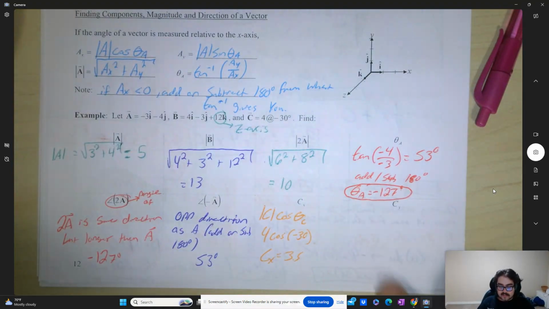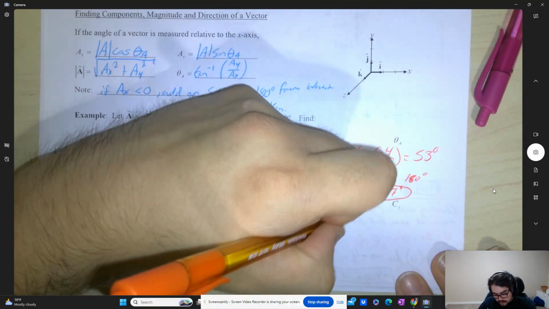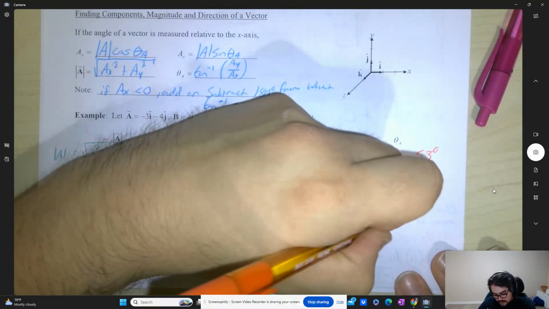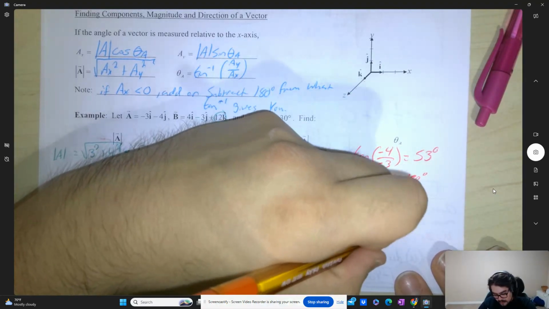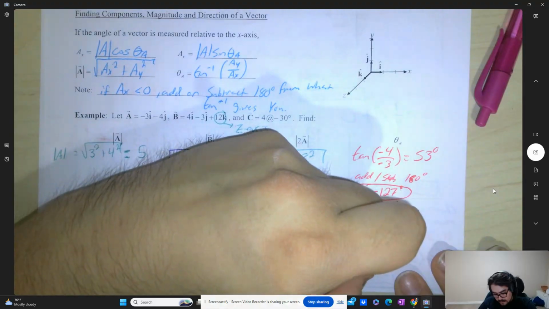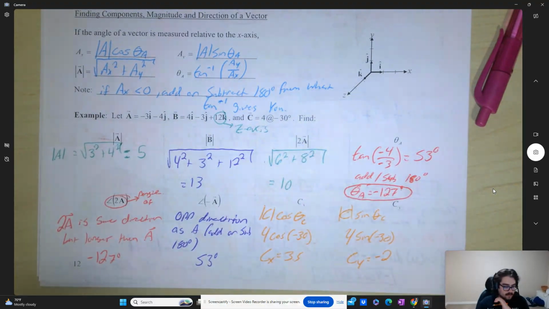And then for c sub y, I would do c sine theta sub c, and that would give me 4 times the sine of negative 30, and that gives me c sub y is equal to about negative 2.